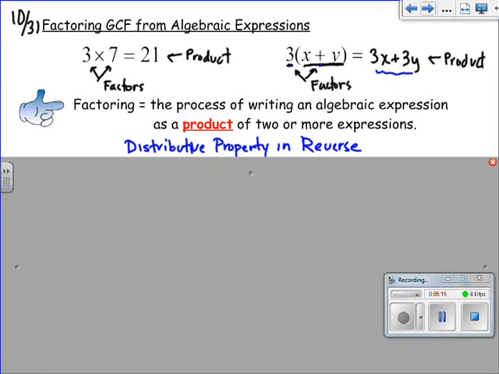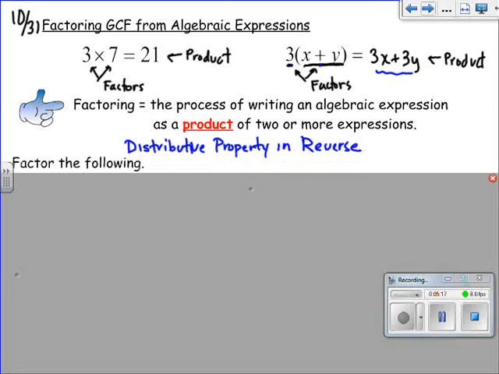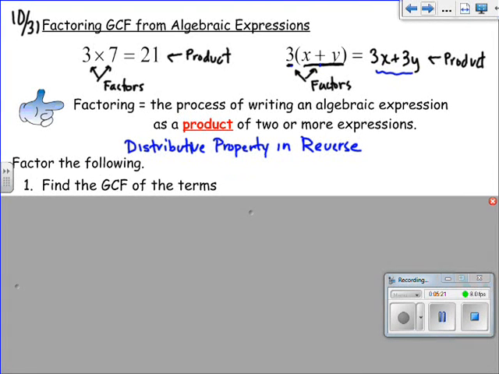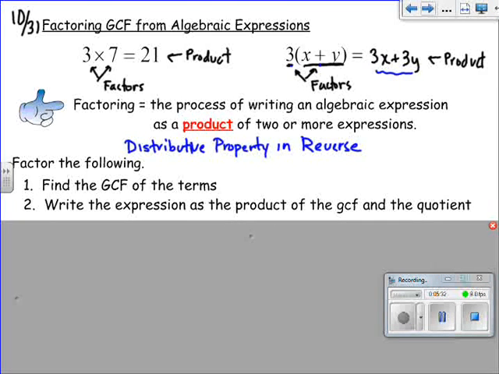Okay, well, how do we do it? The directions will be to factor, all right? And there's basically two steps. First, you look at the terms in the expression and find a greatest common factor if you can. When you recognize the greatest common factor in the expression, then you can write the expression as the product of that greatest common factor and the quotient that remains.